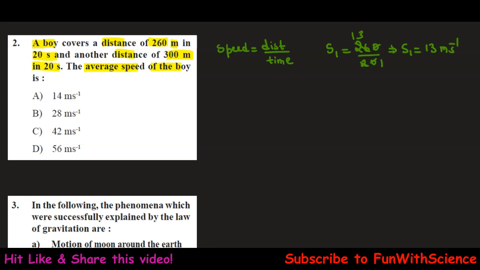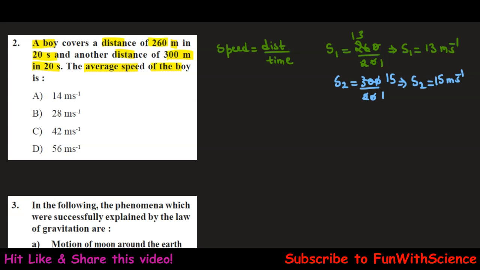And let us take s2 as the second case. So s2 as the second case, he travels how much? 300 meters in 20 seconds. Same duration. So again solving this, the zeros cancel out, 2 1s are 2, 2 15s are 30, which implies our s2 is 15 meter per second, right? 15 meter per second. So we have two speeds now.